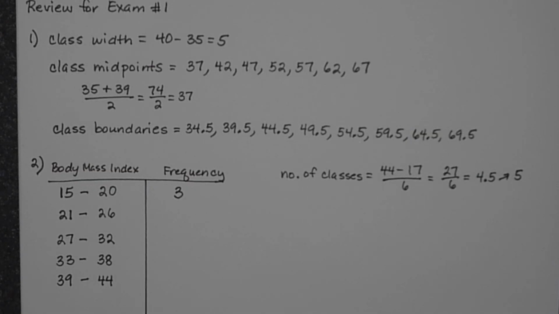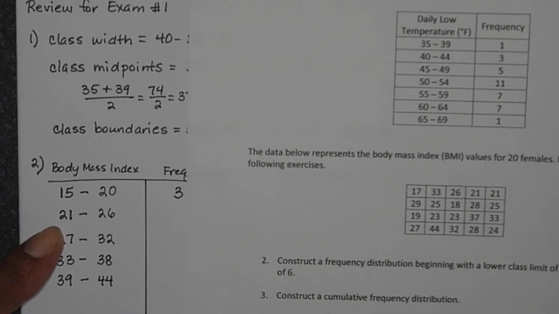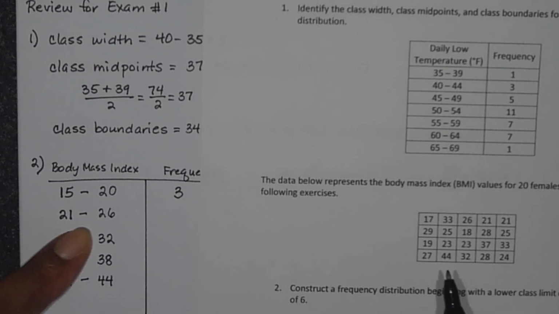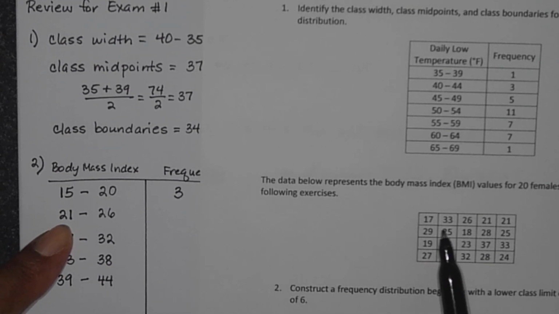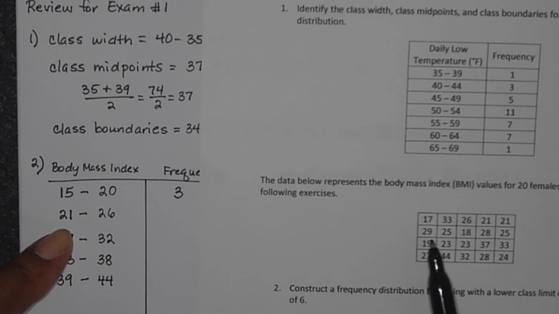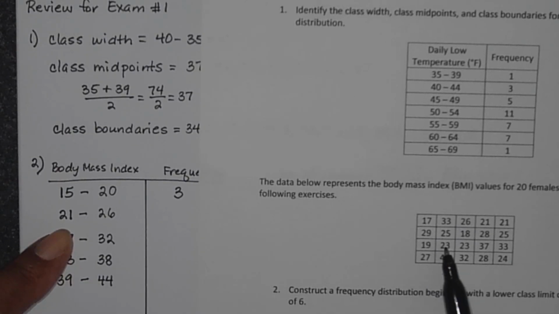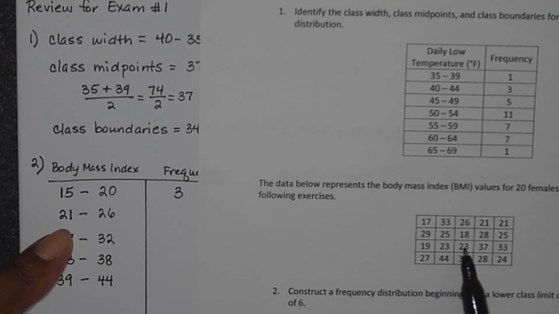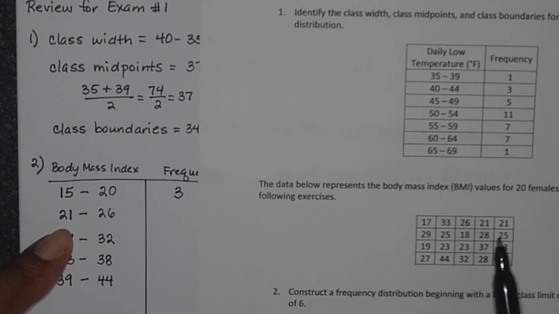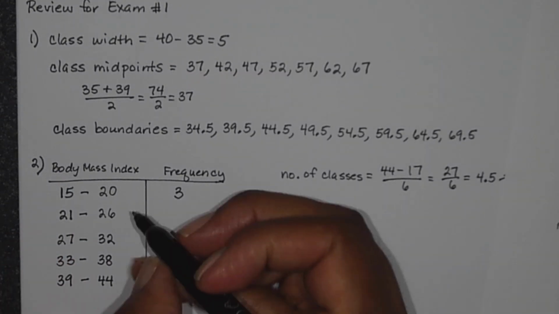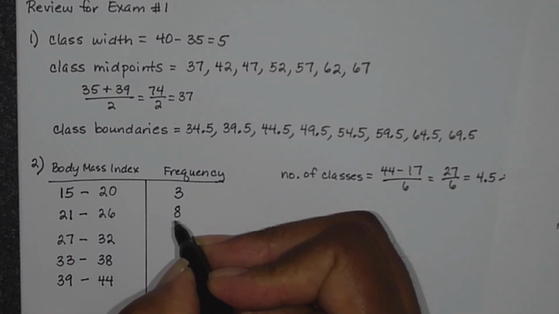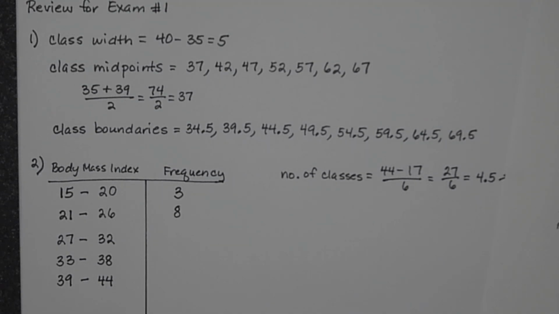Number 2, from 21 to 26. And that does include the 21 and the 26, by the way. How many data values are between 21 and 26, including those endpoints? 8. Because I see 1, 2, 3, 4, 5, 6, 7, 8.